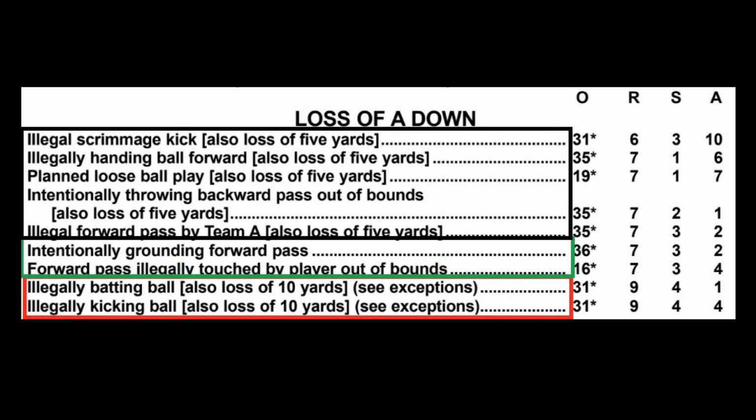So now, when you group them in the rulebook, it may be a little bit easier. You have the two 10-yard penalties, illegal batting and illegally kicking the ball, the two that result in no loss of yardage, intentionally grounding a forward pass, or a forward pass illegally touched by a player out of bounds, and then the 5-yarders, the illegal scrimmage kicks, illegally handing the ball forward, planned loose balls, intentionally throwing backward passes out of bounds, and a illegal forward pass by Team A.